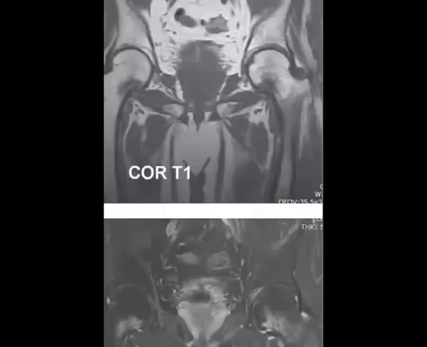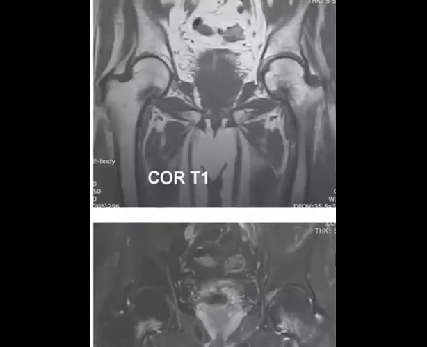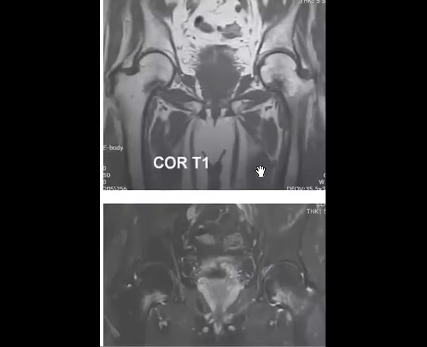Let's have a look at this case, which I think will be an easier one again. So you have two sequences. This one is T1, and this one is T2 fat suppression. So you have edema on both sides. Yeah, you described it, Nermine, nice. And so in the T2, you can see the high signal intensity. T1 is low signal intensity.